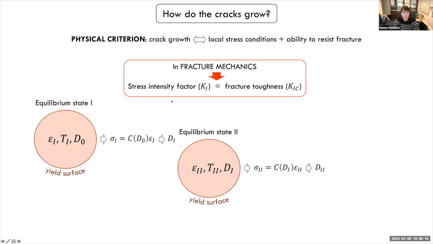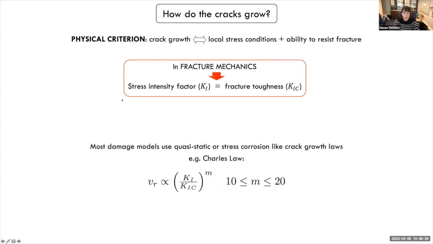So in fracture mechanics, to determine when you have crack growth, you have to compare the local stress condition at the tip of the cracks and the ability of your rocks to resist fracture. And it's basically comparing the stress intensity factor to the fracture toughness. And most of the damage models use a quasi-static or stress corrosion like crack growth law, for example, this Charles growth law.